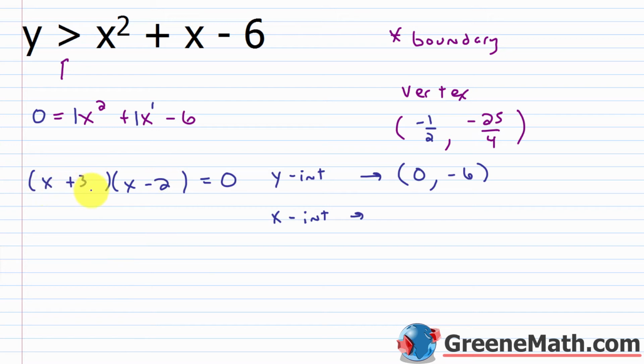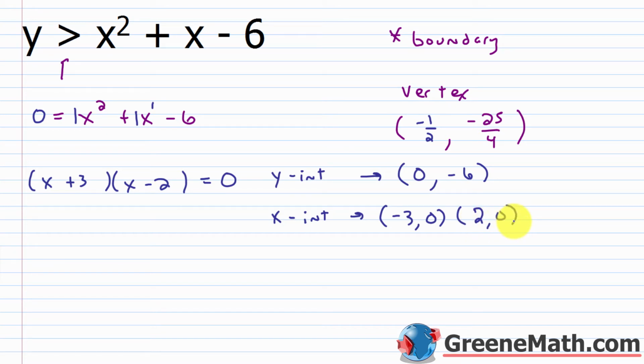So if I have the quantity x plus 3 times the quantity x minus 2, and this is equal to 0, I can set each factor equal to 0. So x plus 3 equals 0. The solution to that would be x equals -3. So one x-intercept would be -3, 0. The other one, if I set x minus 2 equal to 0, the solution would be x equals 2. So the other x-intercept would be 2, 0.